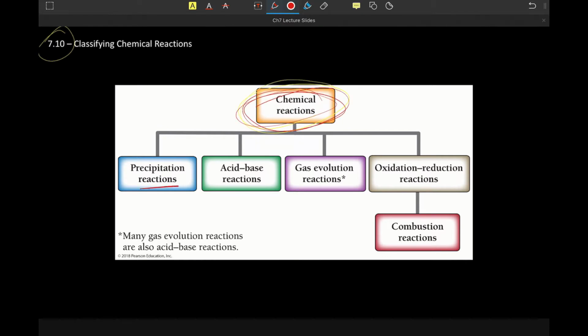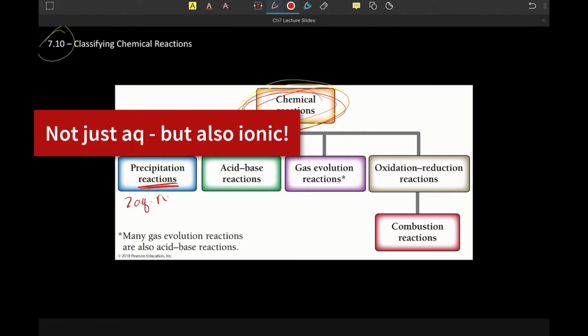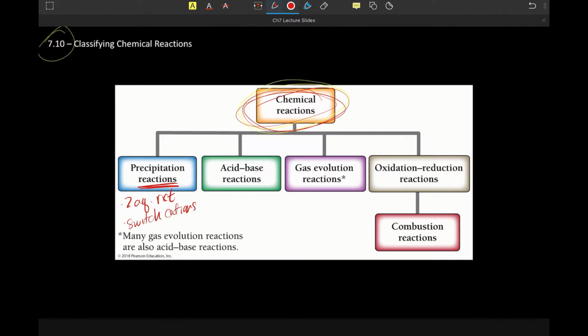Precipitation, where in precipitation we have two aqueous reactants, and then we switch our cations. We have acid-base reactions, where again we see an acid and a base, and then we switch our cations.